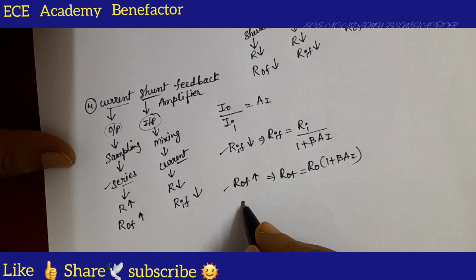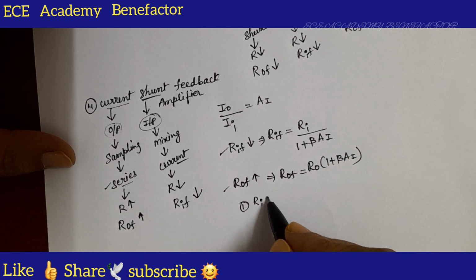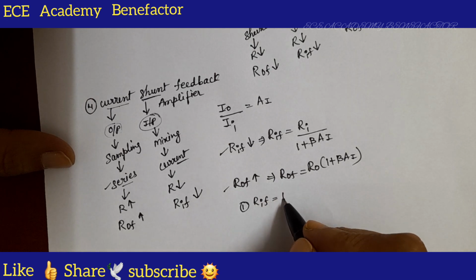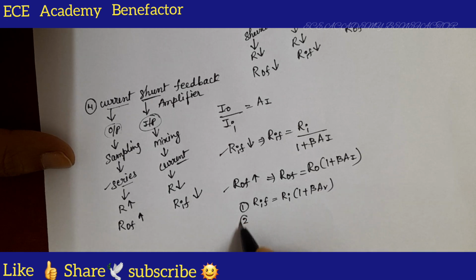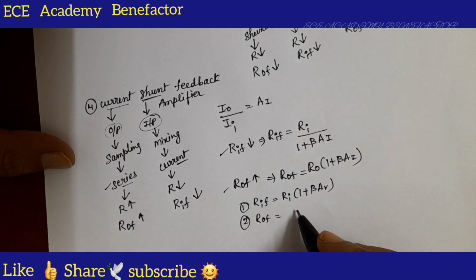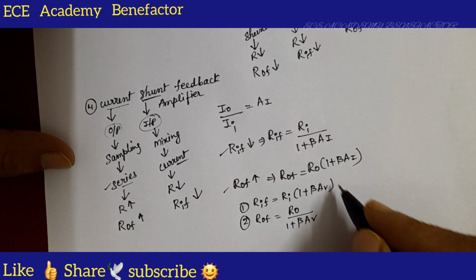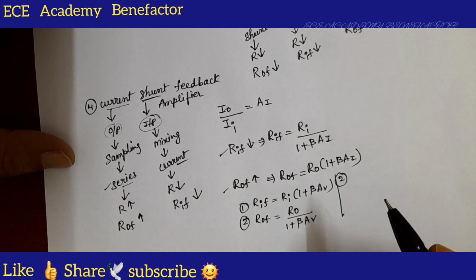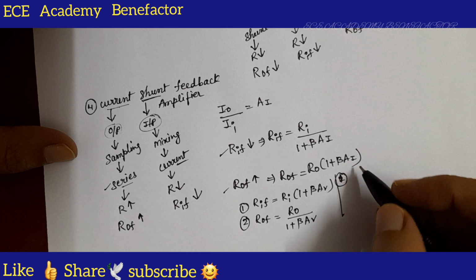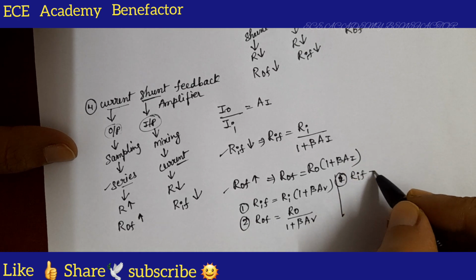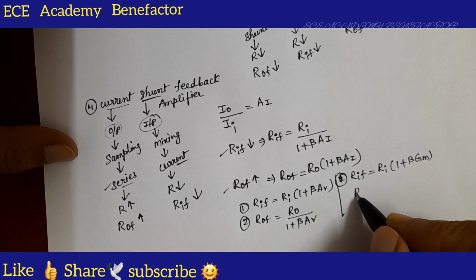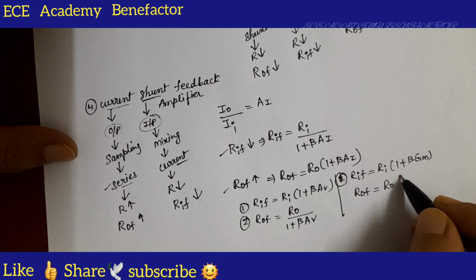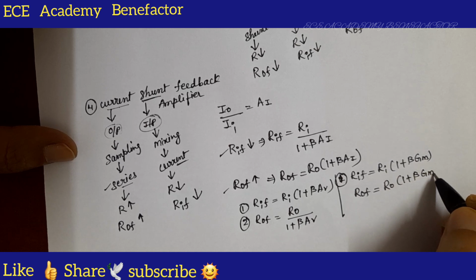So for voltage series, what you got is the equation of RIF: RIF is equal to RI times of 1 plus beta AV, and ROF is equal to R0 by 1 plus beta AV. Now coming to current series. For current series you got the equation for RIF is equal to RI times of 1 plus beta GM, and ROF is equal to R0 times of 1 plus beta GM. This is for current series.